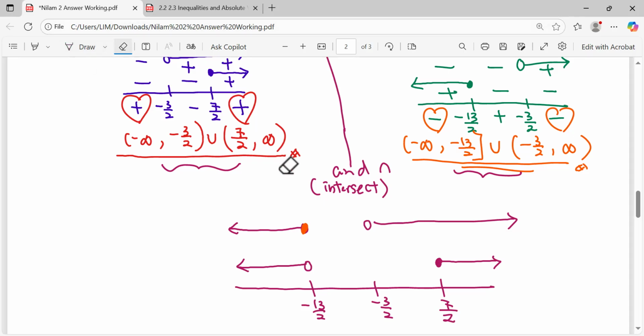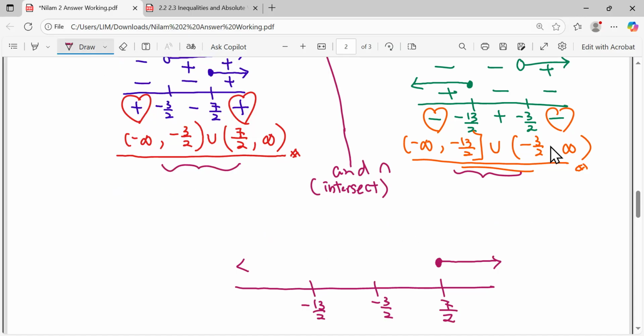Alright, so I need to revise back. I made a mistake here. This is not until here. Start from here. Negative infinity until negative 3 over 2, and then 7 over 2 going to infinity. So this is only correct for this number line, and this number line is negative infinity until negative 13 over 2, and then negative 3 over 2 to positive infinity.